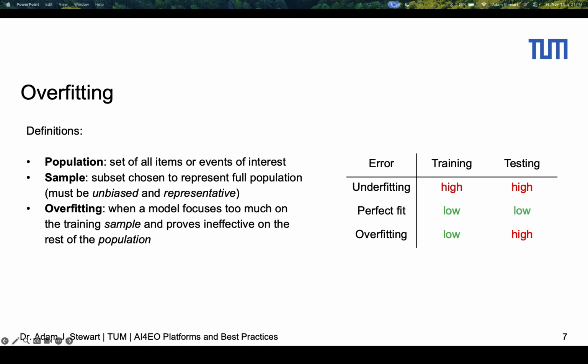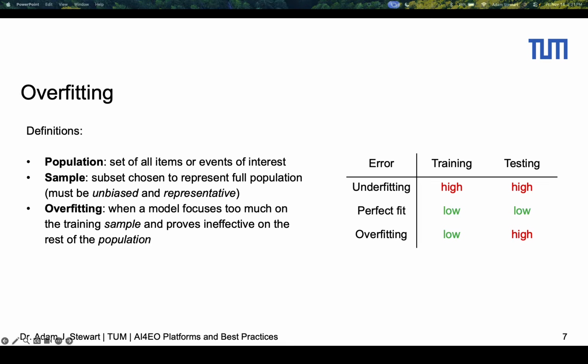If both training and testing, both the sample data and the out of sample data, have low error and high accuracy, great, we're done. We have a perfect fit. And the overfitting case is when the training accuracy actually continues to get better and better, the error gets lower and lower, but all of a sudden the error on the out of sample, out of distribution data starts to increase. The accuracy starts to decrease. That is not good, and that is what we call overfitting.